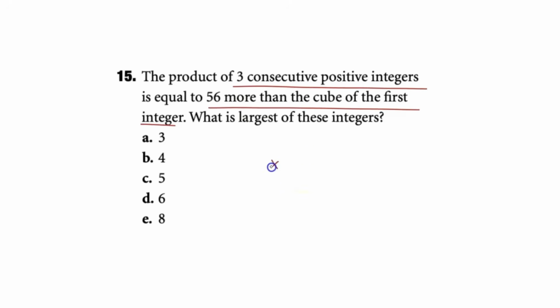So this can be represented as x as that first positive integer, and then a consecutive integer is x plus 1, right? We're just adding 1 to that. And we want to find the product of these three integers, and therefore we can write this as x times x plus 1 times x plus 2. All right, this is equal to, so we're going to write an equal sign, 56 more than the cube of the first integer. Remember, we denote the first integer as just x, and so the cube of the first integer is x cubed, and that is 56 more than this value.